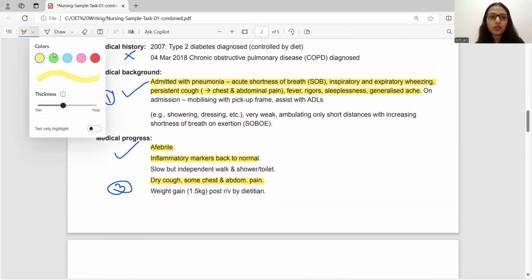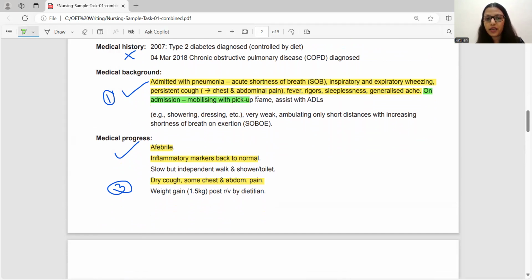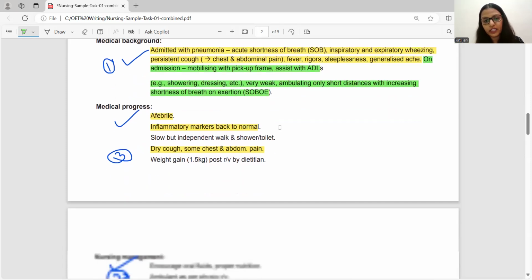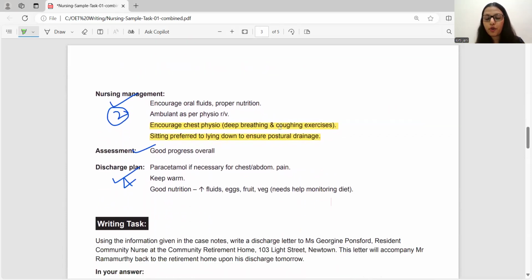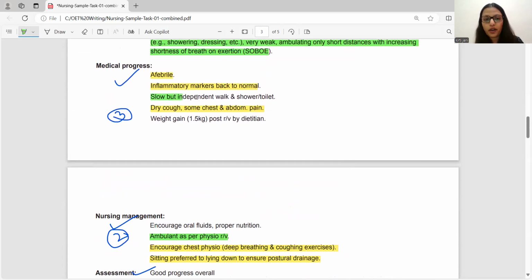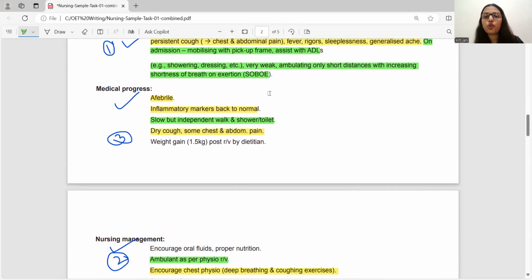Now I will write about the patient's mobility issues. That is, on admission, patient was mobilizing with a pick-up frame, and activities of daily living and all these things associated with the mobility. What we have done to improve the patient's mobility is ambulation, right? And it was done by the physiotherapist, right? And then patient is slow but able to walk independently, car and toilet. So this is how I will jot down the information. You really need to pick the information and connect it. You can see how I'm trying to connect it to form a story.